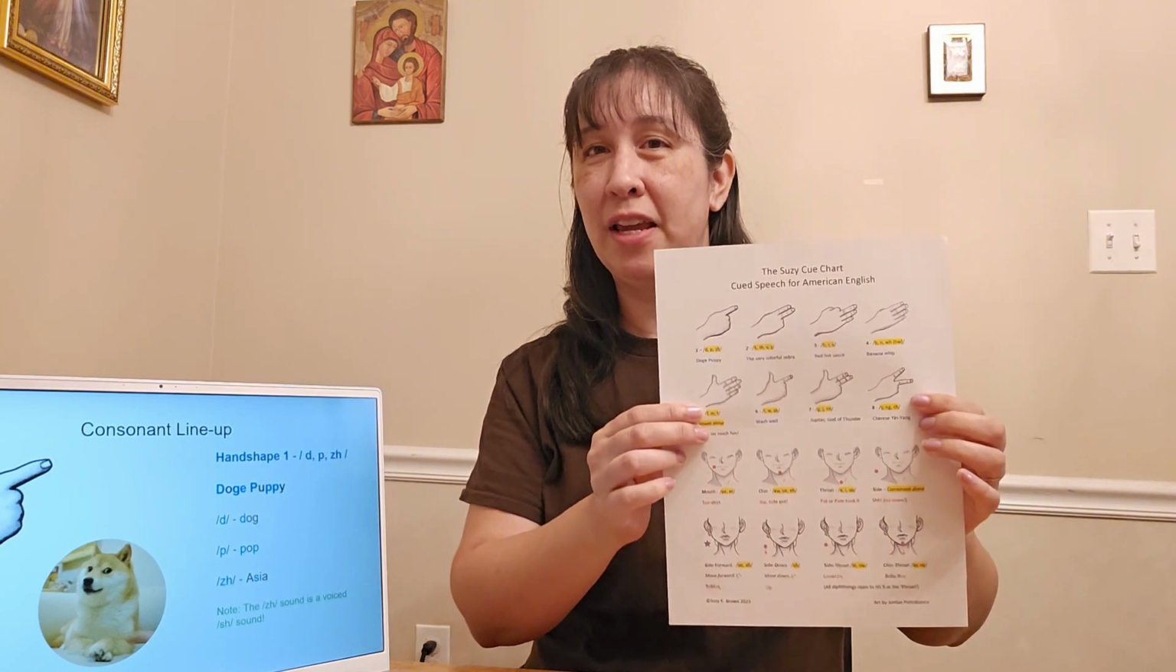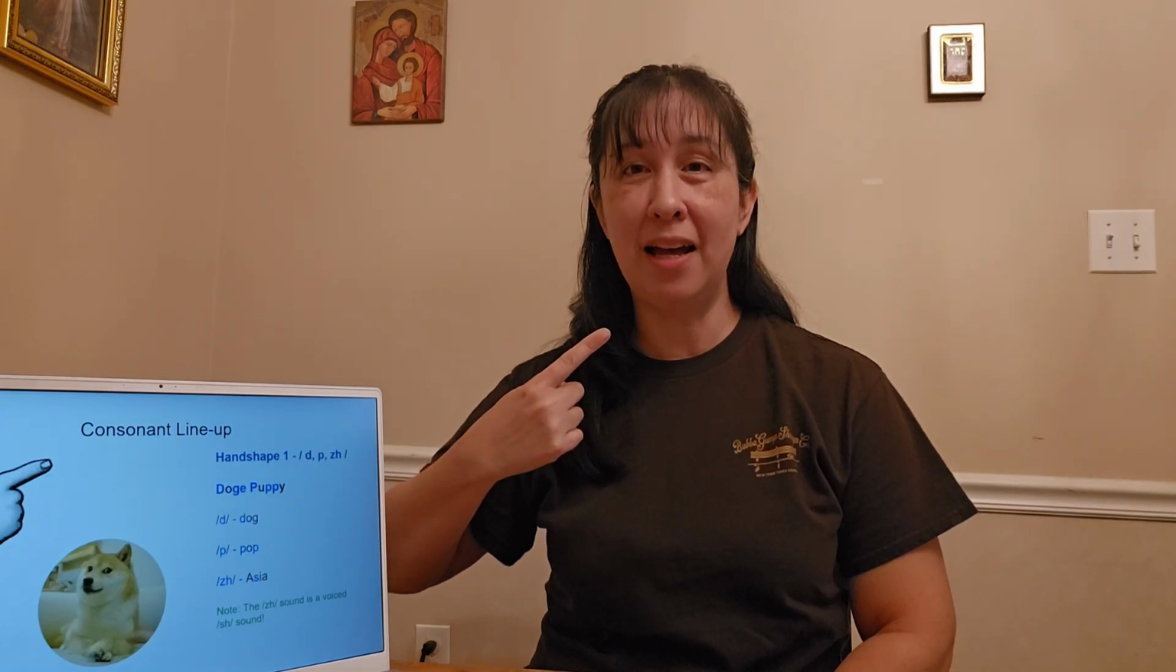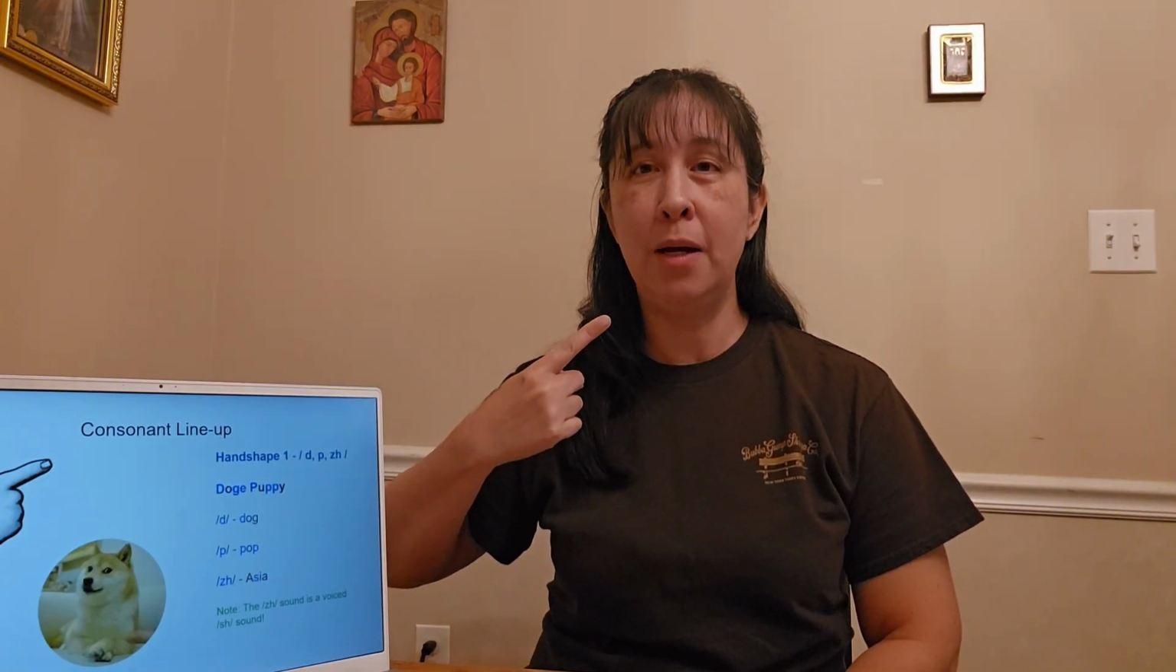The first hand shape is hand shape number 1, and it has 1 finger. Pretty easy. And this hand shape says D like dog, P like pop, and J like Asia. D, P, J. And my mnemonic is Doge puppy.